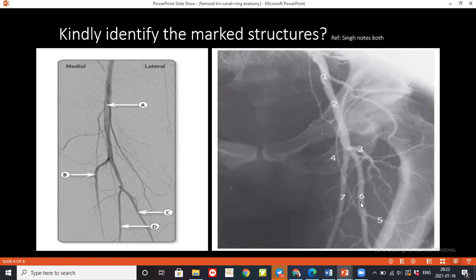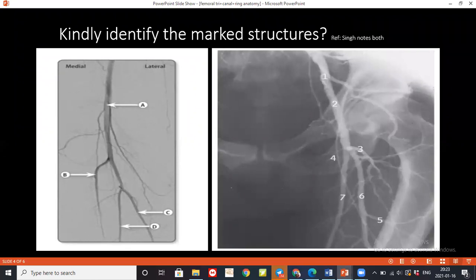And what is the branch of the femoral artery? It will continue as the profunda femoris artery. Good. And what is seven, please? Superficial femoral artery. I was guessing it. Superficial femoral artery. Okay.